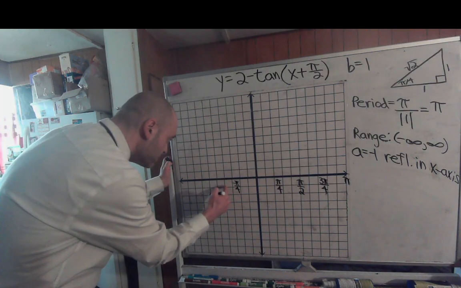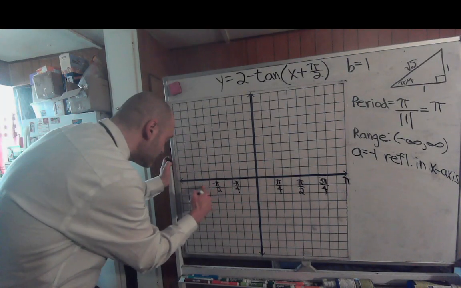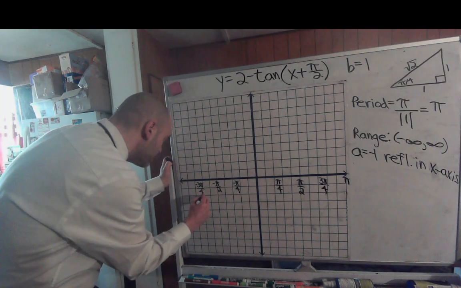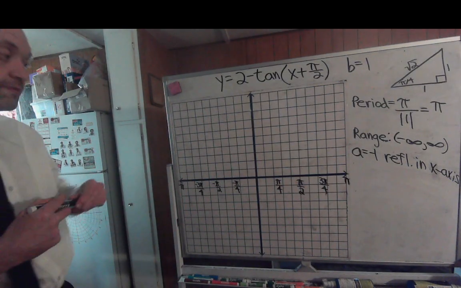Here's going to be negative pi over 2. Negative 3 pi over 4. And then we got negative pi. Alright, so there's 2 full periods.